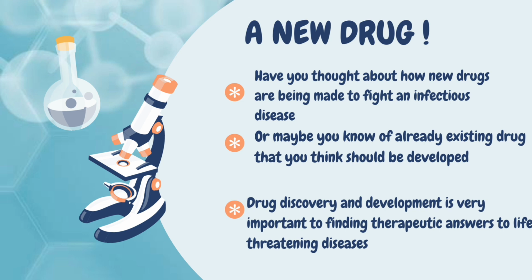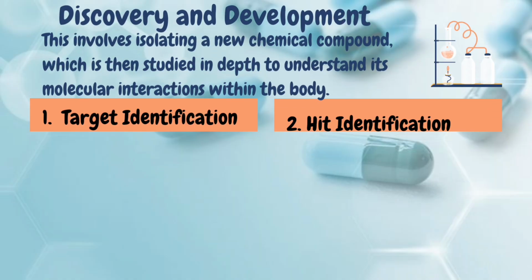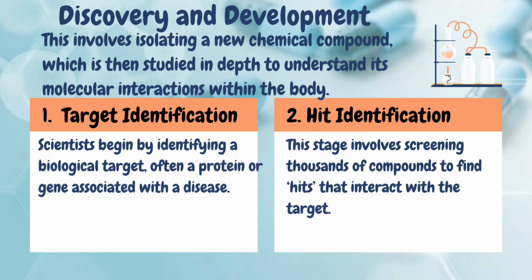In drug discovery and development, we are looking at isolating a new chemical compound which is then studied in depth to understand its molecular interaction within the body. We all know that certain biological targets like proteins or genes are associated with a disease. So we screen thousands of compounds or potential drugs to find how they can interact with these targets. This is where drug discovery and development comes in.